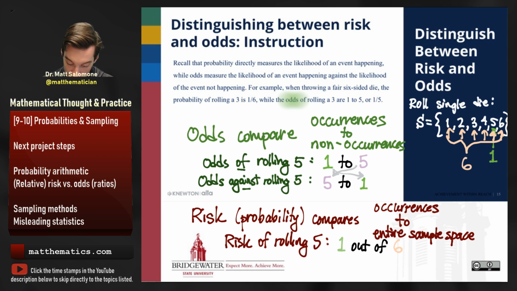So there is a difference between risks and odds, just in how they compare the favorable occurrence, the occurrence we're sort of interested in, to the rest of the sample space. For odds, we take away the occurrence itself and compare it to the non-occurrences. For risk, we leave that occurrence in and compare it to the entire sample space. So that's the difference in talking about these two different concepts.